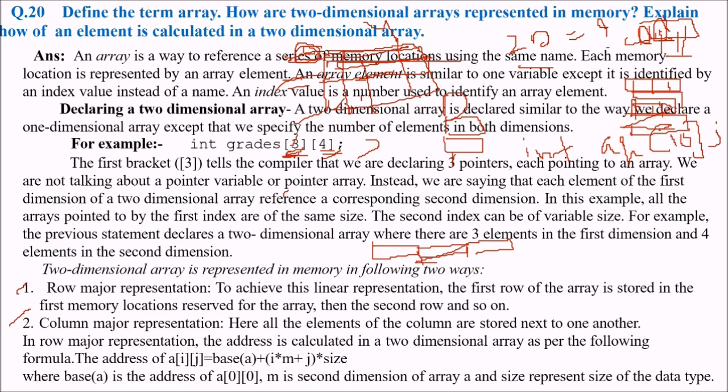In column major, what we do, first we take this column and we place it. Then we take the second column, place it here. Then the third column, not the row but the column. So here all the elements of the column are stored next to one another.